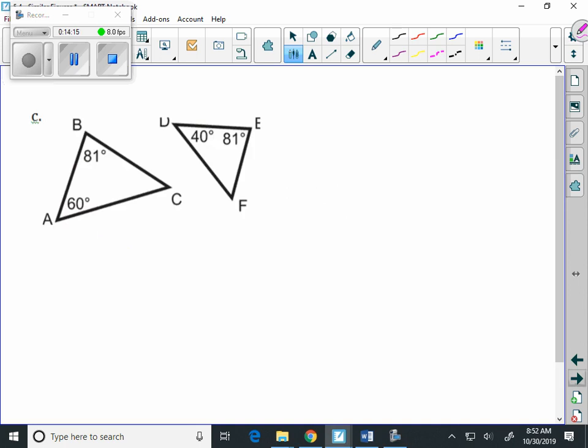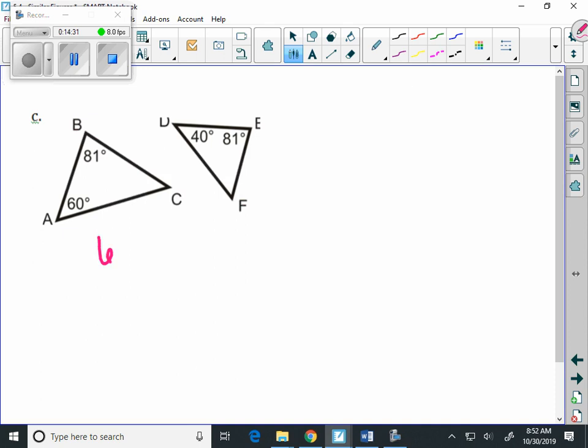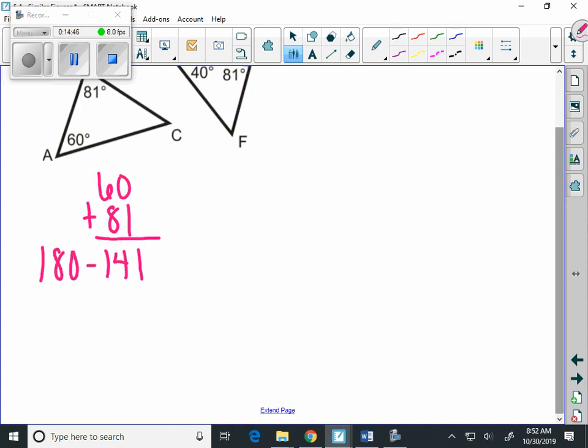Thirdly, again, we're trying to decide, are these similar or not? We look at our numbers here, we want to justify our answer. And when we look at this particular one, we've got 60 plus 81, which is 141. There are 180 degrees in a triangle. So if we take 180 minus 141, we get 39. So this angle here is 39.